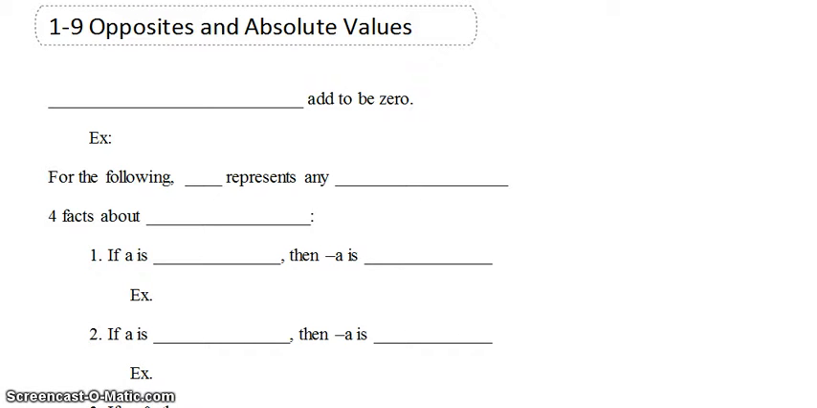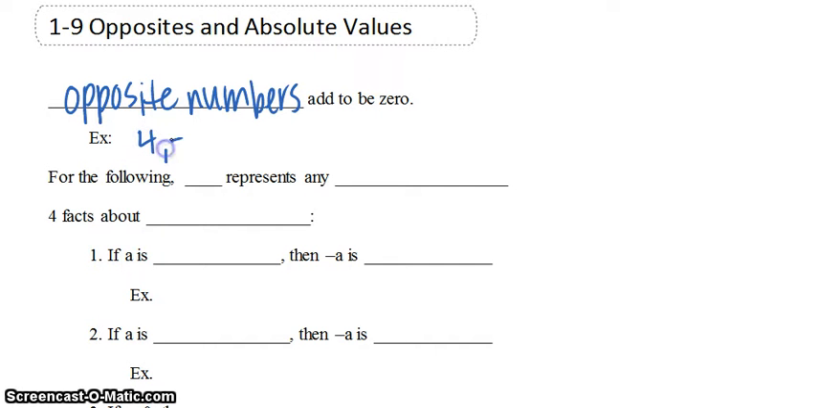Okay, so opposite numbers add to 0, so that's how you know they're opposite. So, for example, 4 and negative 4 are opposite numbers from each other because 4 plus negative 4 equals 0. So they are opposite numbers from each other, okay?